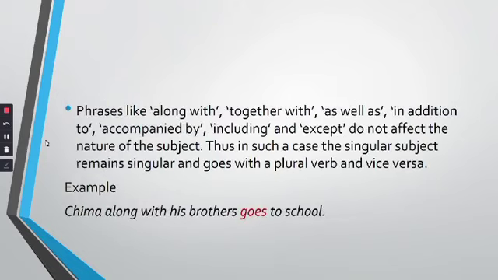The second rule is that phrases like along with, together with, as well as, in addition to, accompanied by, including, and except do not affect the nature of the subject. Thus, in such a case, the singular subject remains singular and goes with a singular verb. So we have, Chima along with his brothers goes to school. Without this additional information, along with his brothers, the sentence would be Chima goes to school. So this rule is telling us that the inclusion of this additional phrase does not affect the form of the verb to be used.